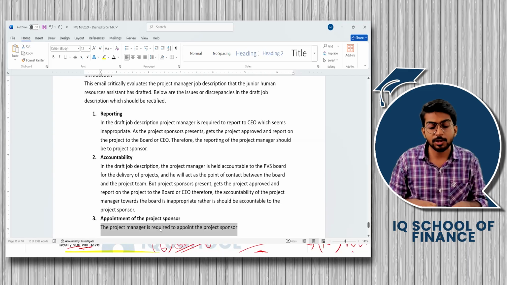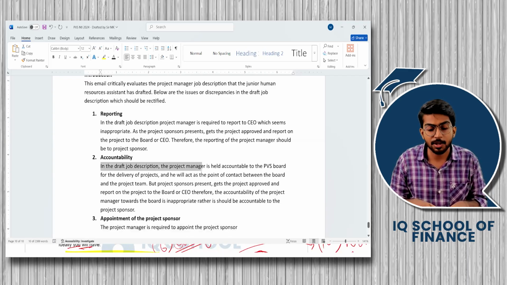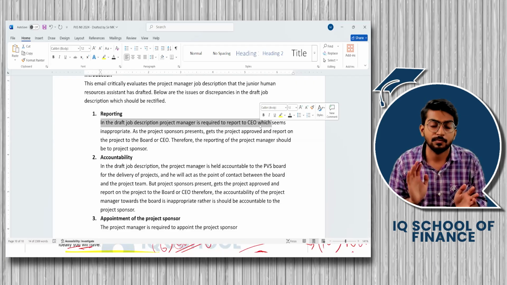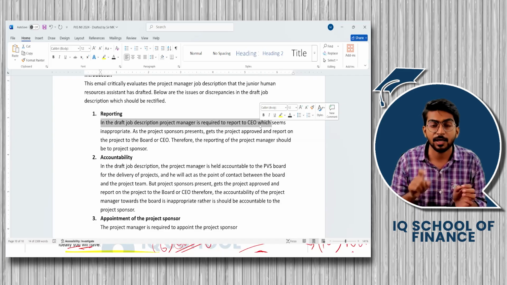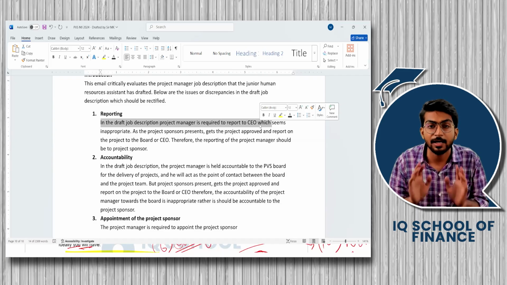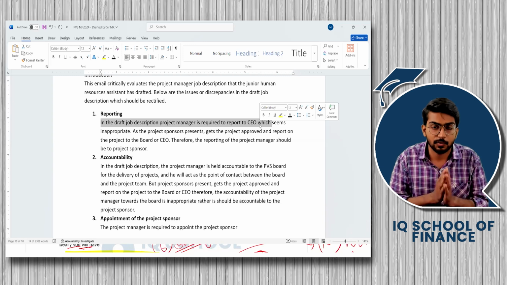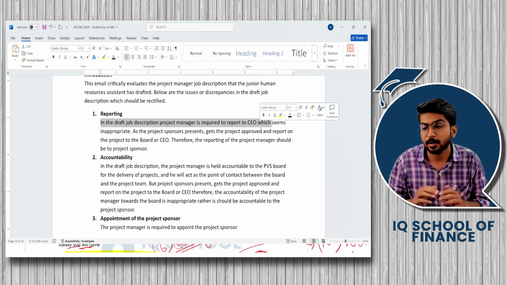See, the project manager is required to appoint the project sponsor. In the draft job description, the project manager is held accountable. In the draft job description, project manager is required to report to CEO. Always I start my answer from the fact which is given in the question, which makes me think of the point, right? This point triggers me to write it in my answer, and then I explain what is wrong in it. Okay, so this is the drafting technique.